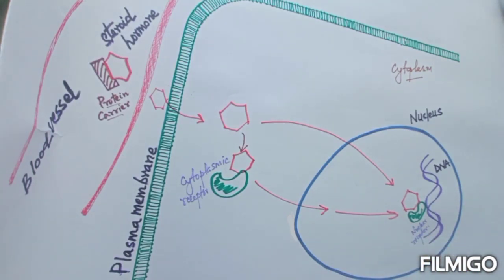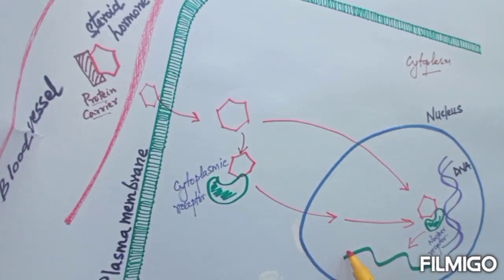So this actually gets attached to the hormone response elements of DNA and induces DNA to transcribe to give rise to messenger RNA. The hormone receptor complex, along with other factors, transcription factors, induces transcription. So an mRNA is formed like this.